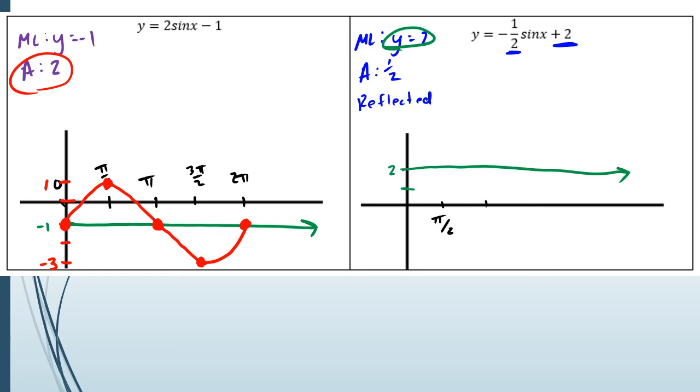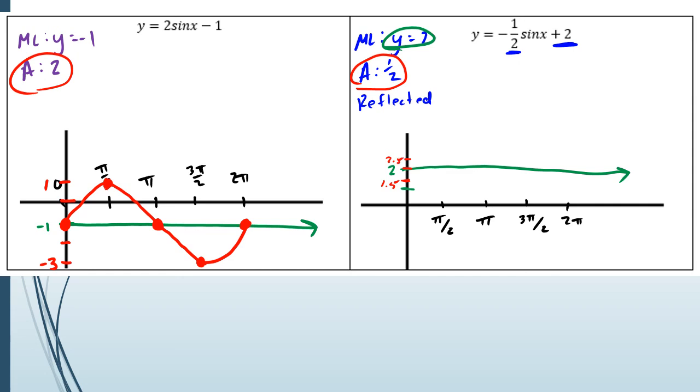Pi over 2, pi, 3 pi over 2, 2 pi. Alright, those are my 5 points. Now, my amplitude here is only 1/2. So that means from this line, I'm only going to go 1/2 in each direction. So 2 minus 1/2 gives me 1.5. 2 plus 1/2 gives me 2.5.